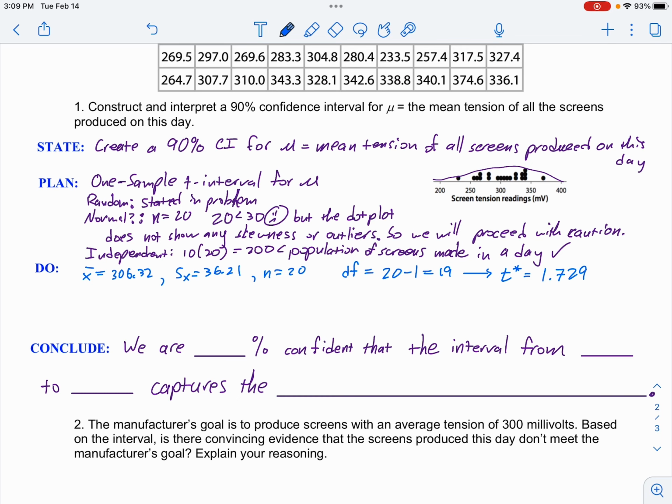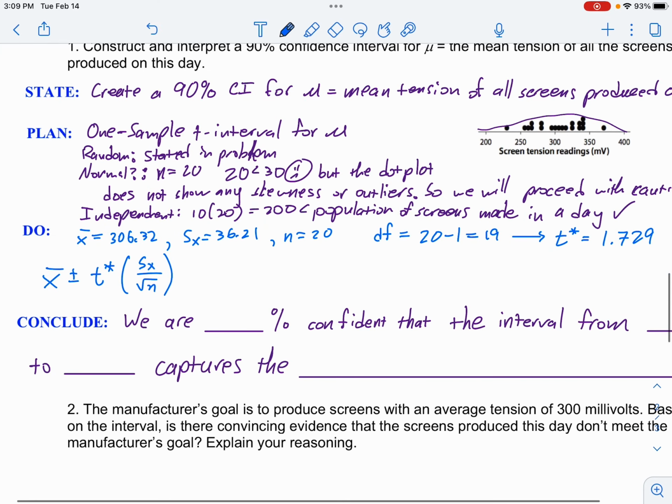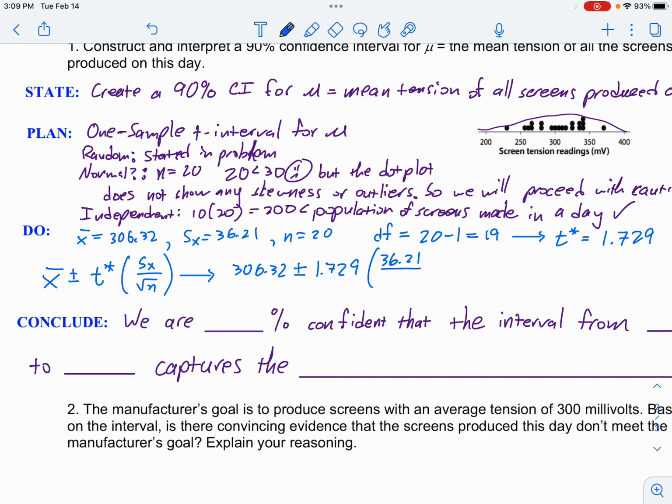All right. Then my formula is X bar plus or minus T star times SX over the square root of N. But I've got all of my ingredients now, so let's just put it together. 306.32 plus or minus 1.729 times parenthesis, 36.21 divided by the square root of 20.